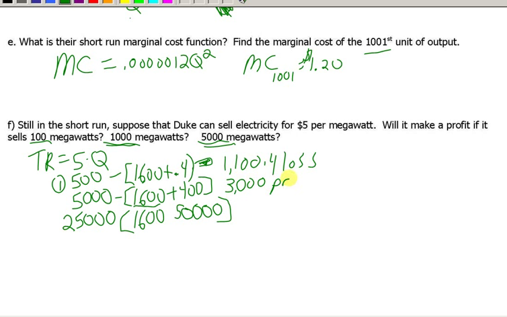$3,000 profit. And then here at the high output, we're going to be in losing territory again, because even though our total revenue is high, our total costs will be much, much higher here. We're going to lose, it looks like, $26,600. So $26,600 loss. And so this just shows you that you can be profitable at some ranges of output and not profitable in other ranges of output. Kind of makes sense when you think about it.